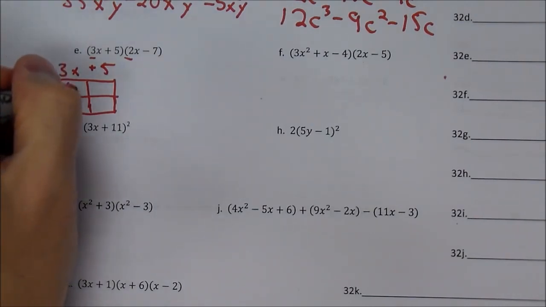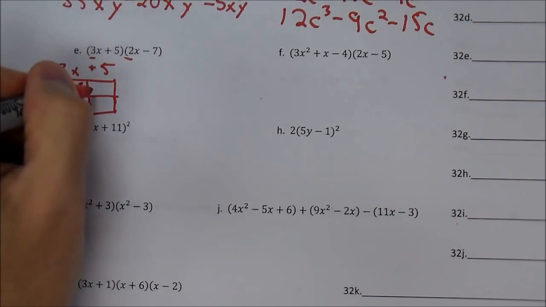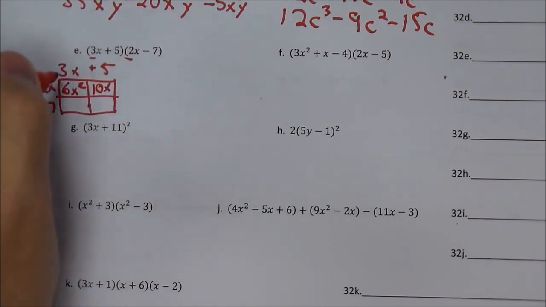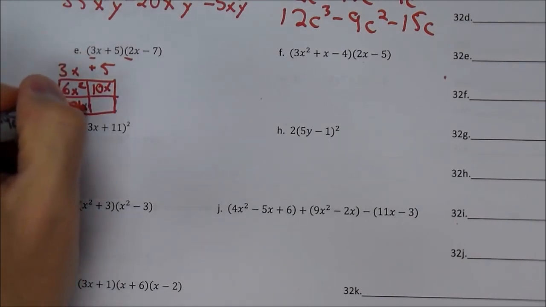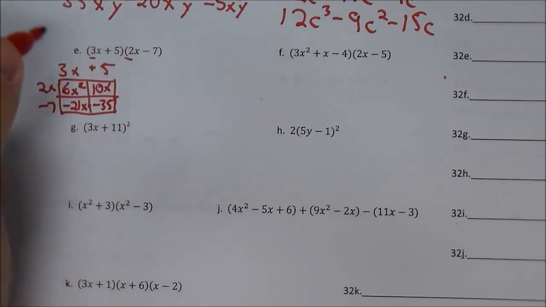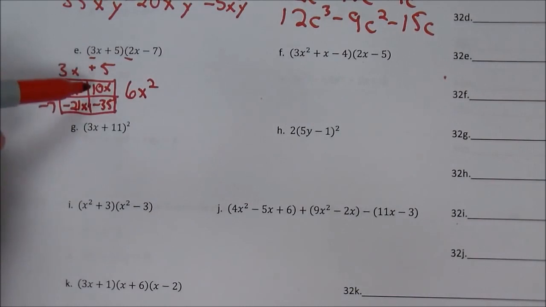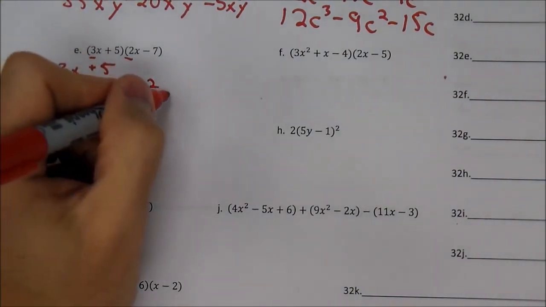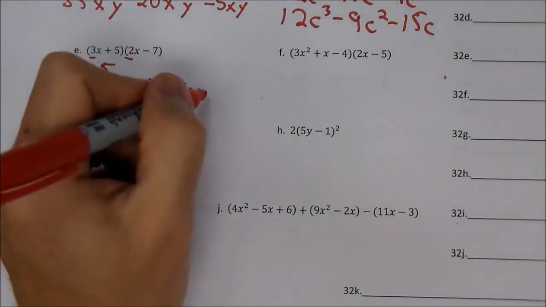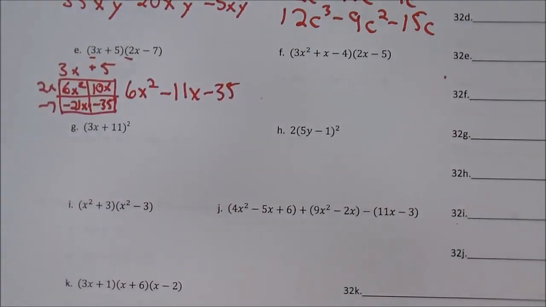3x and 2x gives us 6x squared. 2x and 5 is 10x. 3x and negative 7 is negative 21x, and then a negative 35. So when I look at my terms, I have a 6x squared. 10x and negative 21x is negative 11x, and then last minus 35.